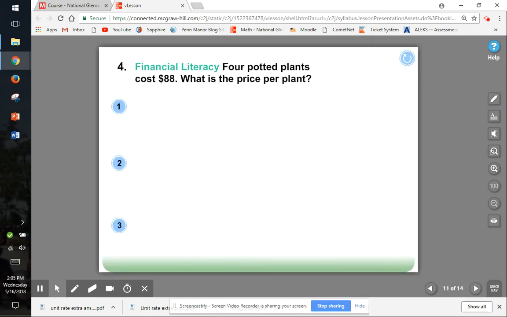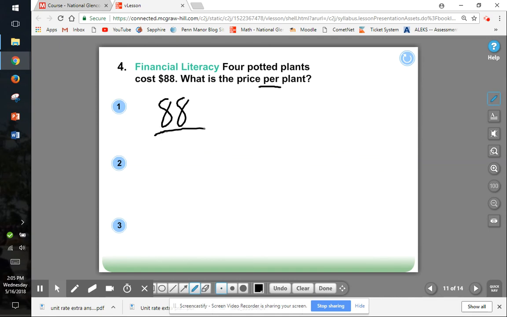A unit price, here we go, is how much does one particular item cost? And in this example, we're talking about potted plants. The potted plants cost $88 per plant. And there's that per. I like to put a line under it, and I'll also put it on here. It's 88 per. And how many was it? It was 4 plants. But I want to know how much just one plant costs. So it would be price per plant. Let's get it to 1.